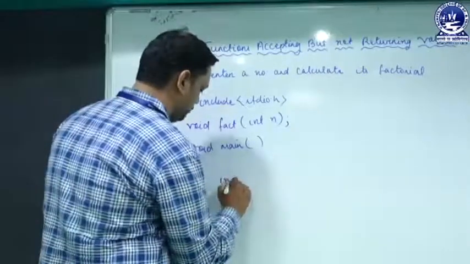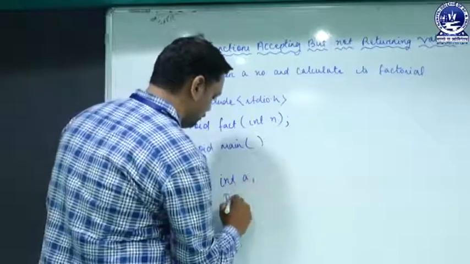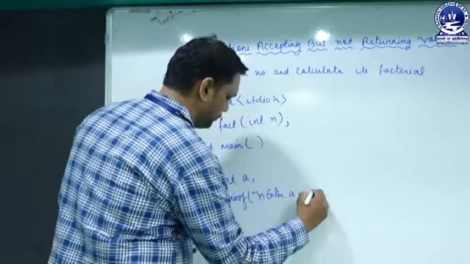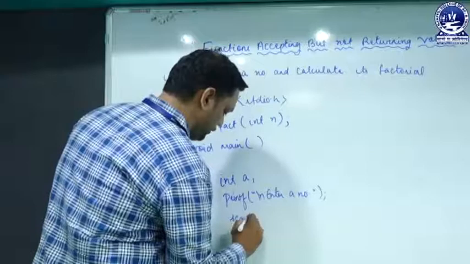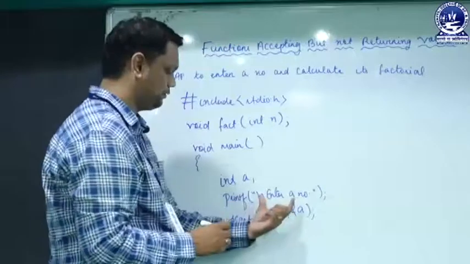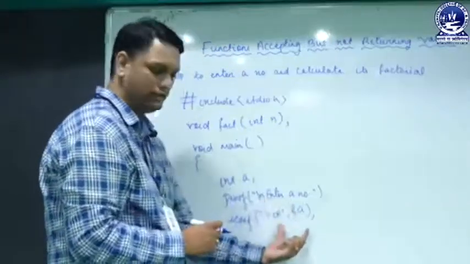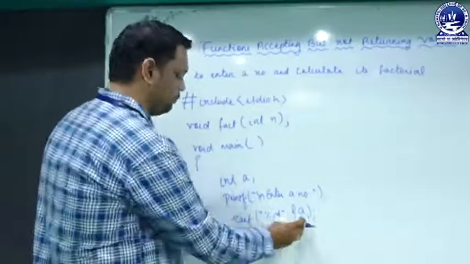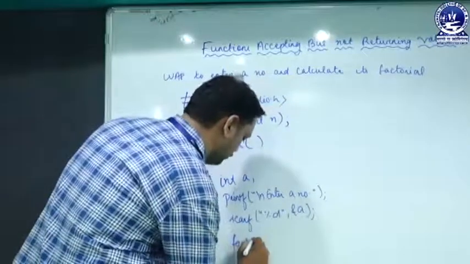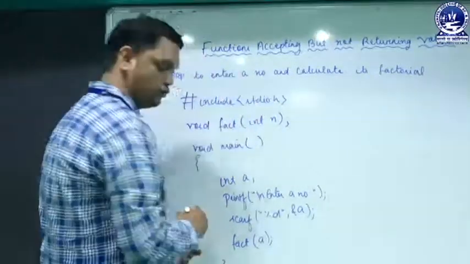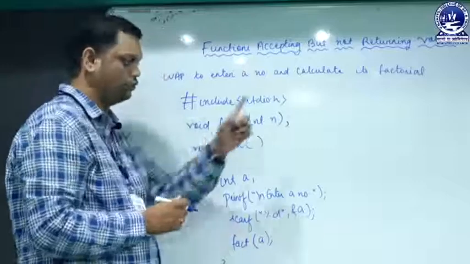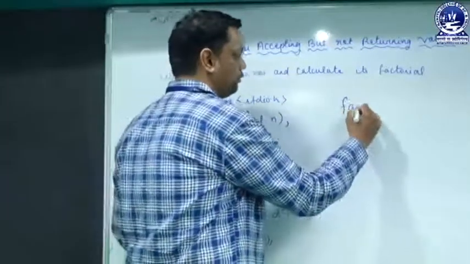Next I have to enter a number, let us say int a. I will give a message, printf enter a number. I will write scanf %d &a. In this way I have given a message to enter a number, then I have entered a number in a. Now I will pass this value of a to the fact function. So how to pass it? I will write fact(a). When I write fact of a, that means a will be passed from the main function to the fact function. Now we will be moving to the fact function.